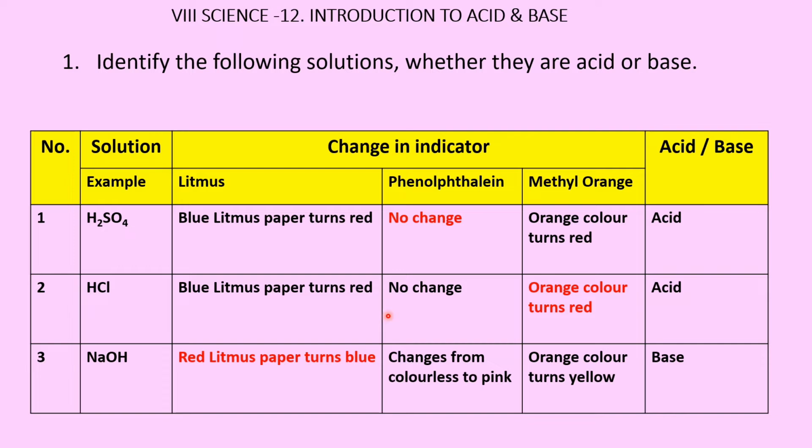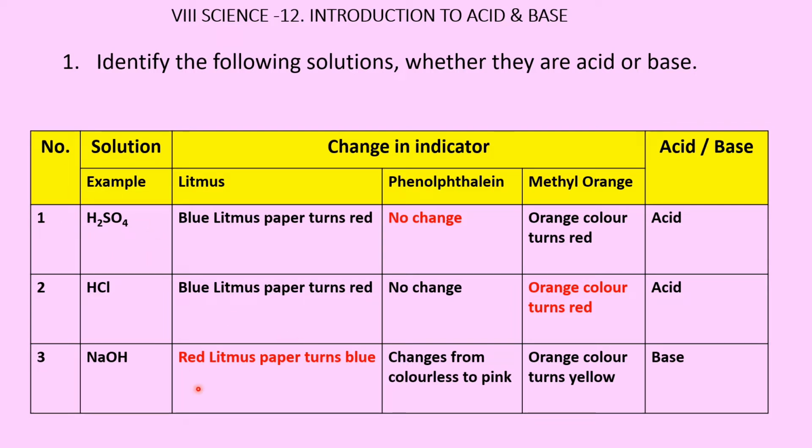In the second one, it is given that the orange color turns red. When the orange color is turning red with methyl orange, it is definitely an acid. So when it is an acid, it will not show any change with phenolphthalein, and with litmus paper, it will show a red color. Either the blue litmus will change to red or the red litmus will show the same color. So most probably it can be hydrochloric acid. This one can be sulfuric acid.